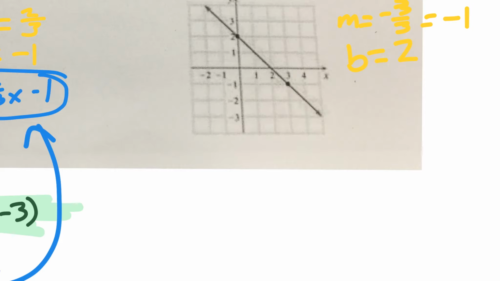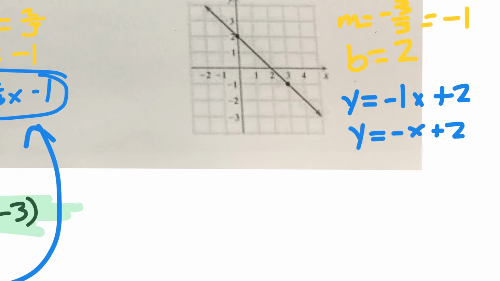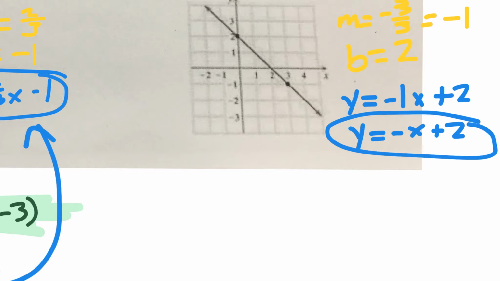Now I know the slope and y-intercept, so I'm going to use slope-intercept form, which is y equals mx plus b. And you do not have to write the 1 because it's understood. So we would write it like this: y equals -x plus 2.